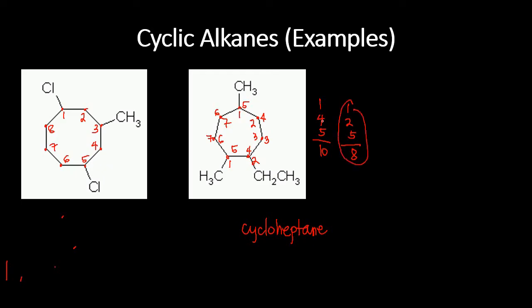Etong set na to. So alin yung tamang numbering natin? We have 1, 2, 3, 4, 5, 6, 7. Yung outer na numbering. Yung nandun sa loob, yun yung mali. Kasi more than siya. 10. Okay. So after properly numbering the ring, proceed tayo sa naming.